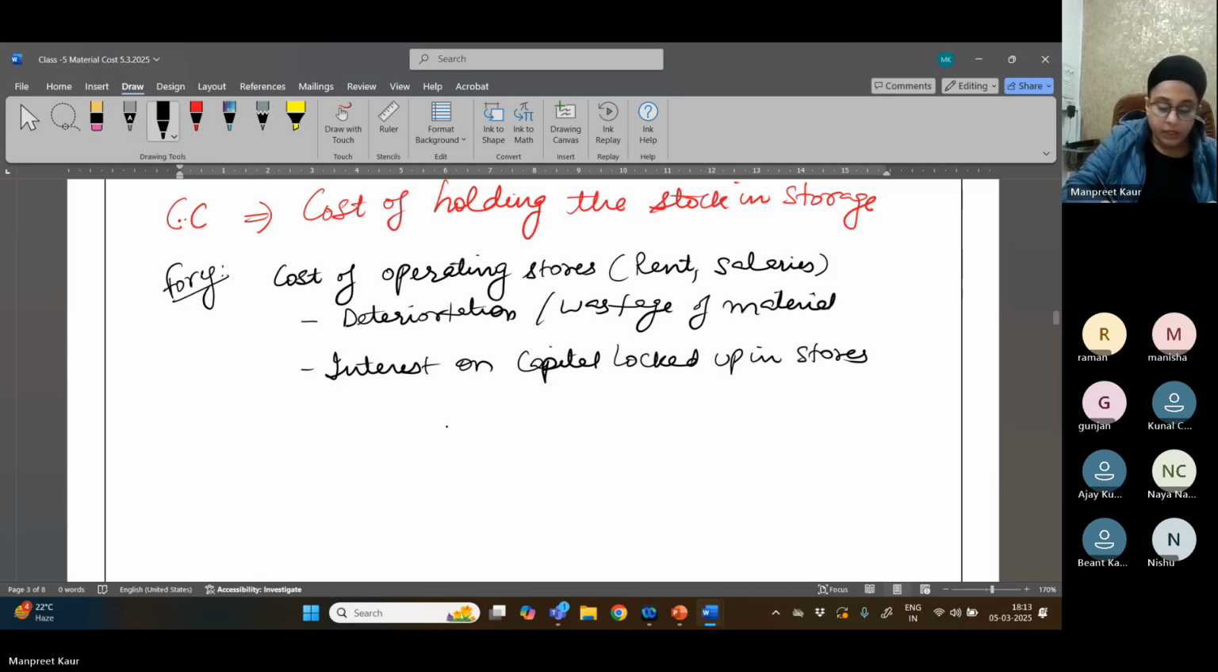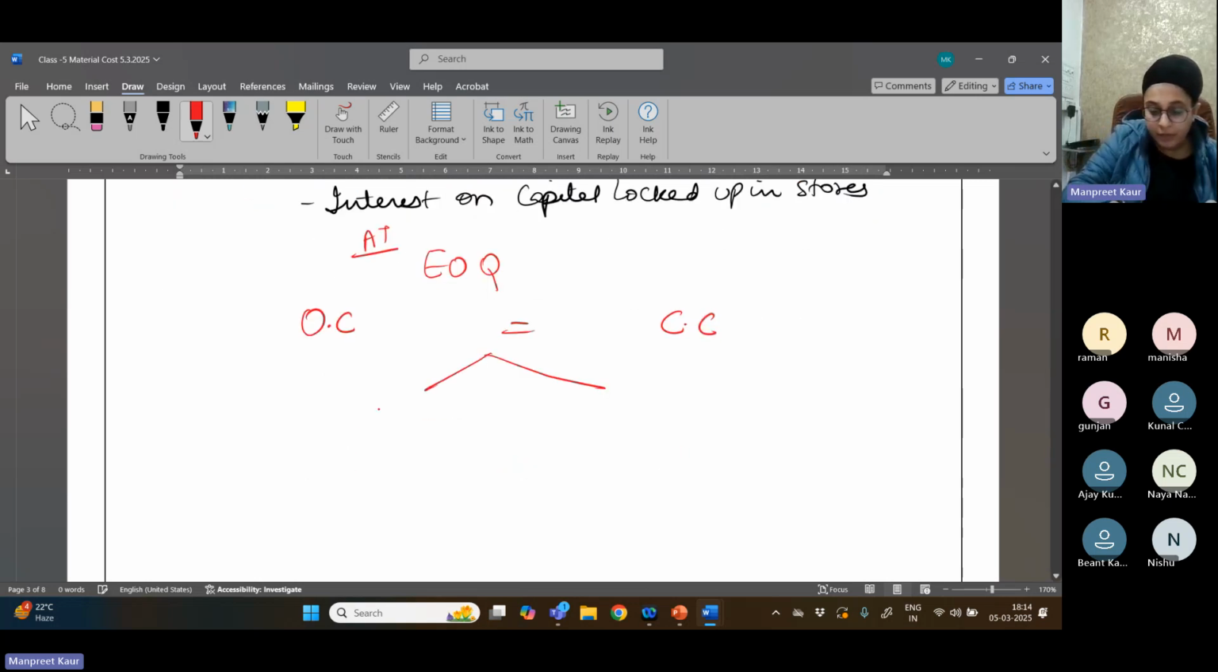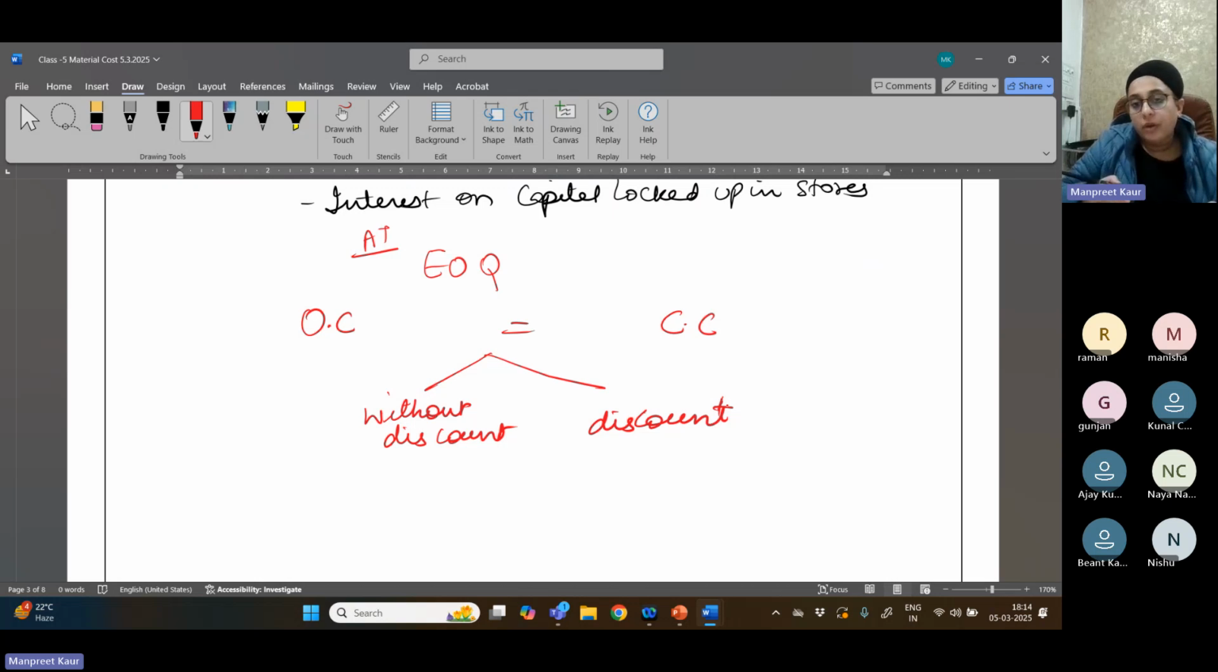So at EOQ, ordering cost is equal to the carrying cost. When ordering cost and carrying cost are equal, that point is known as EOQ. The question can be without discount and it can also be with discount. We will do the practical question, then you will get to know what without discount and with discount mean.